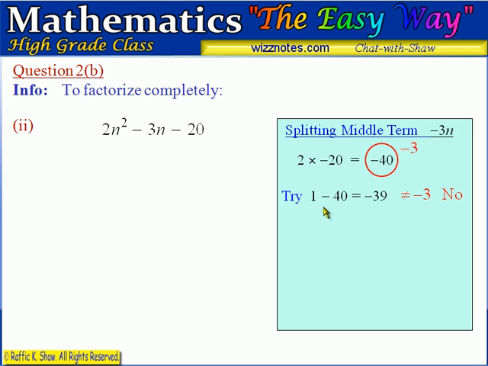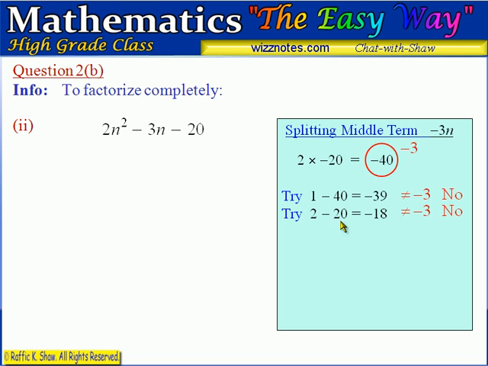We say 2 and what? 2 and negative 20 are factors of negative 40. But when we add, the result is negative 18. And so no, again, we are searching for negative 3, and negative 18 is not negative 3. And so no, those are not the factors of negative 40 we are looking for. And so we move down again.